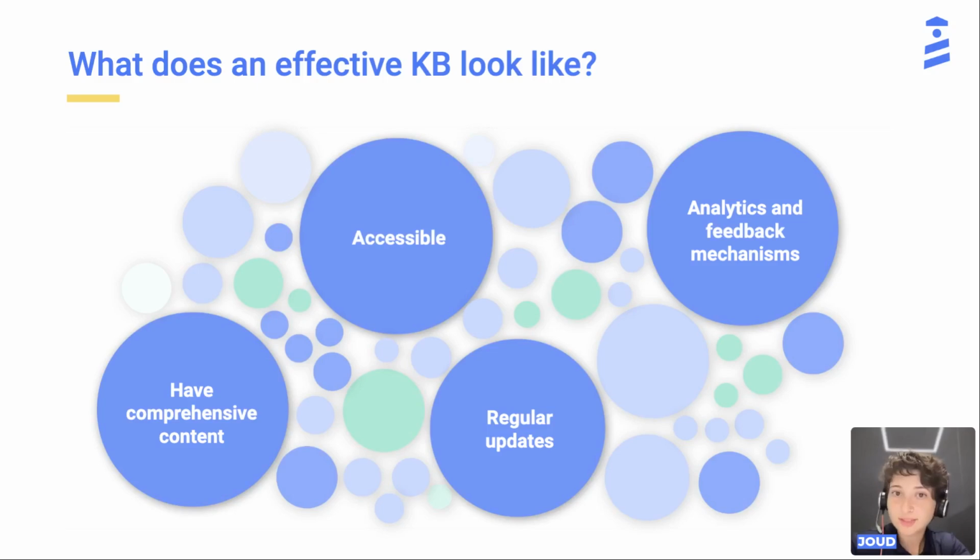And finally, you need to understand if it's working or not. So having some analytics and mechanisms for feedback is also essential. You need to understand how your articles are performing. Are the users finding the answer that they're looking for? Are they not? You can track user behavior as well if that's what you're able to do with your provider. But of course, UserGuiding is able to do that as well.